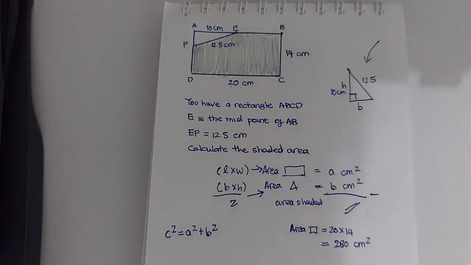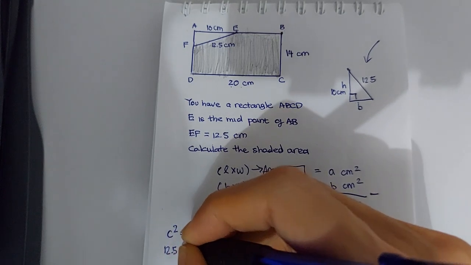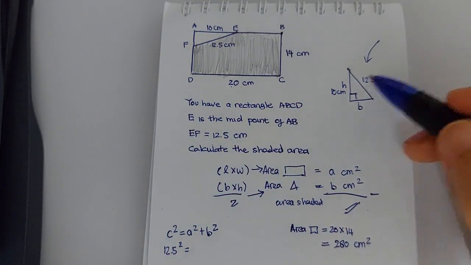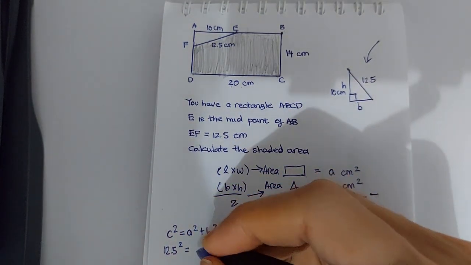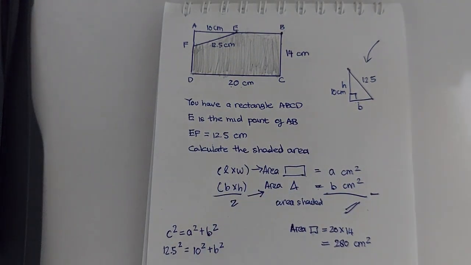Now, what is the hypotenuse? What is the length of the longest side? What is the length of the slanted side of that right angle triangle? 12.5. So I will write it here, 12.5 square equal to, I have one side here, 10, so I will set it as a, is fine, 10 square plus b square. How to get the b square?